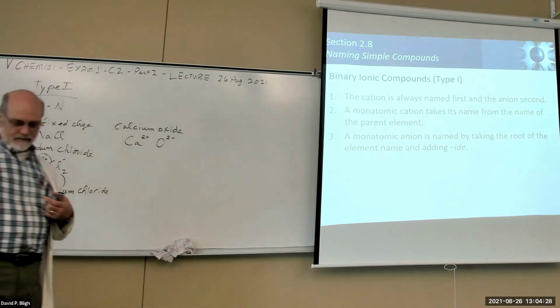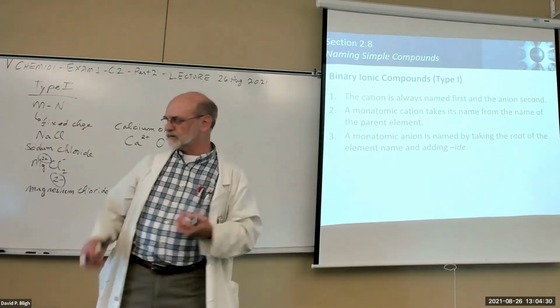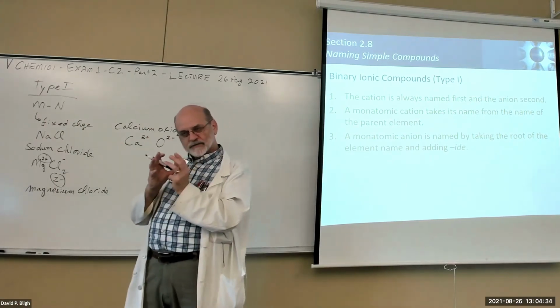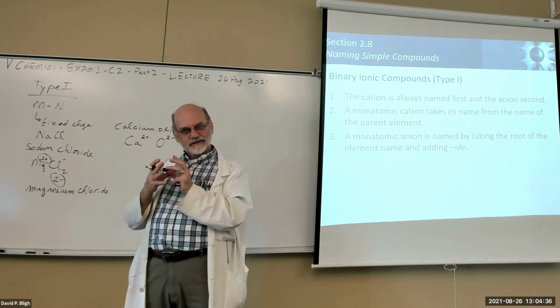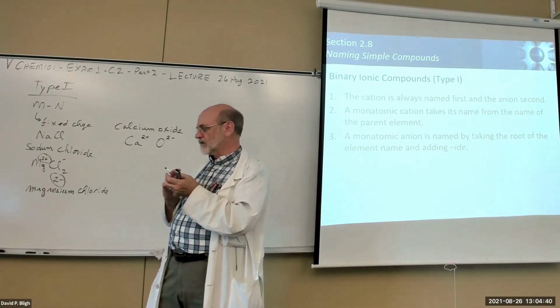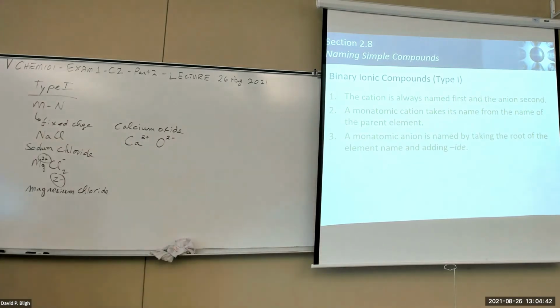Now, sometimes we make compounds, these binary compounds, out of groups of atoms that behave as a single ion. They're called polyatomics. And there's a whole list of them. Let me see. I think I've got them here somewhere.